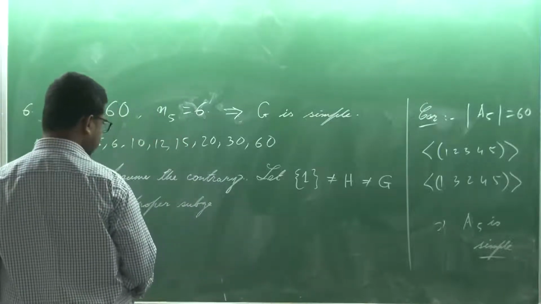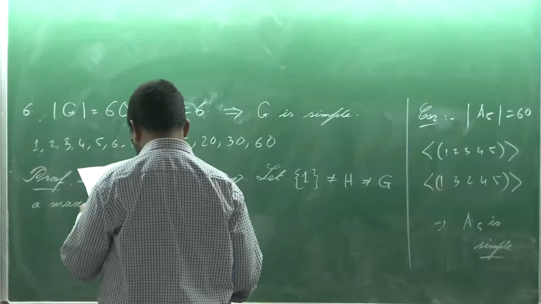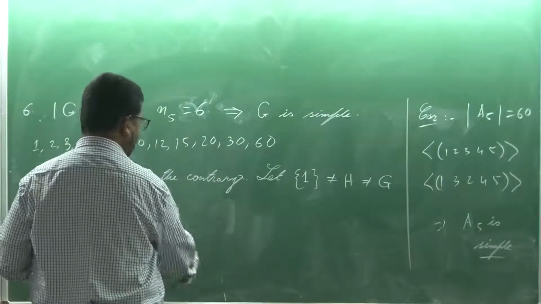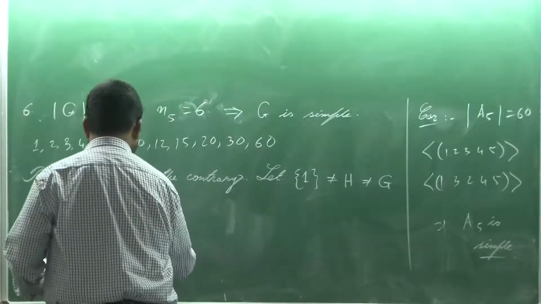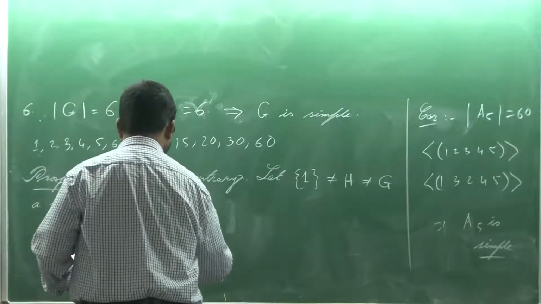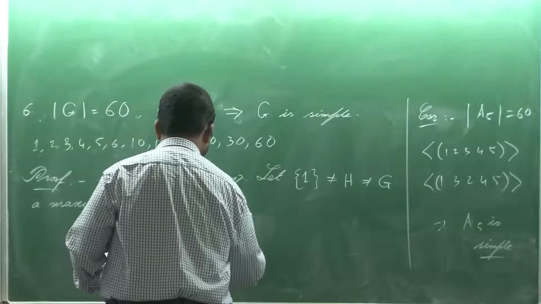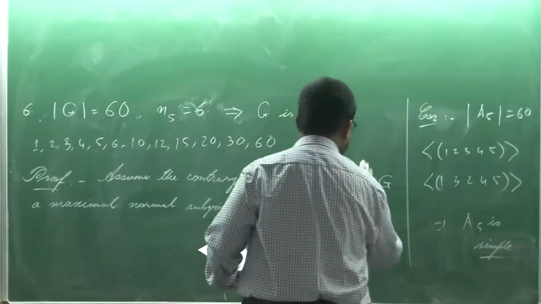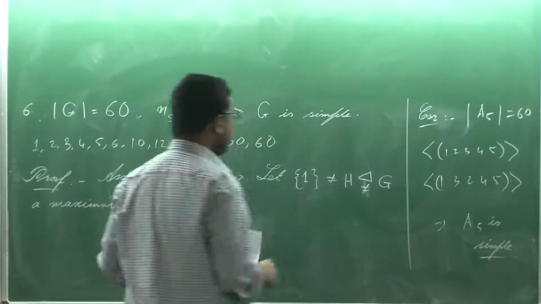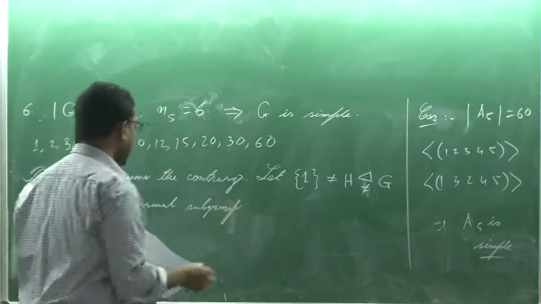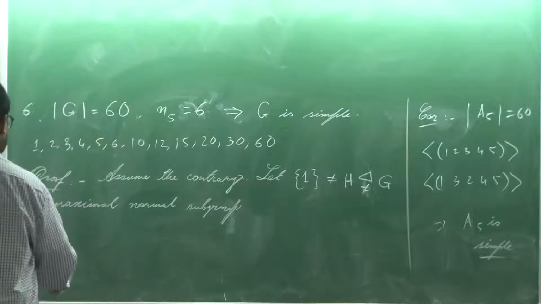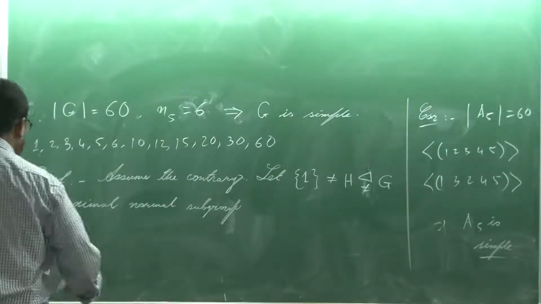I think maximal proper would not be enough, we need a maximal normal subgroup. So, maximal normal subgroup. Again let me remind you what it means. It means that there is no other proper normal subgroup of G which contains H properly. Okay. So, therefore, for the order of H, what are the possibilities?